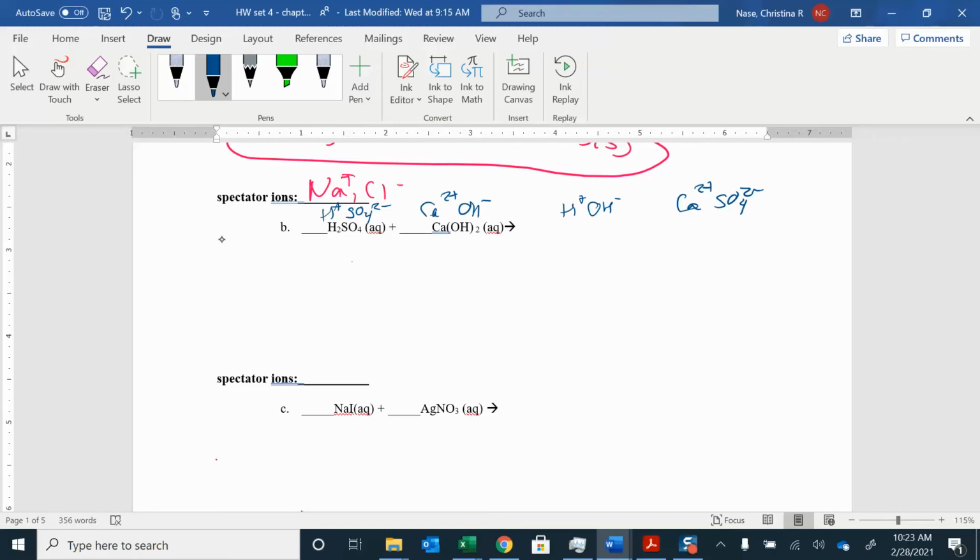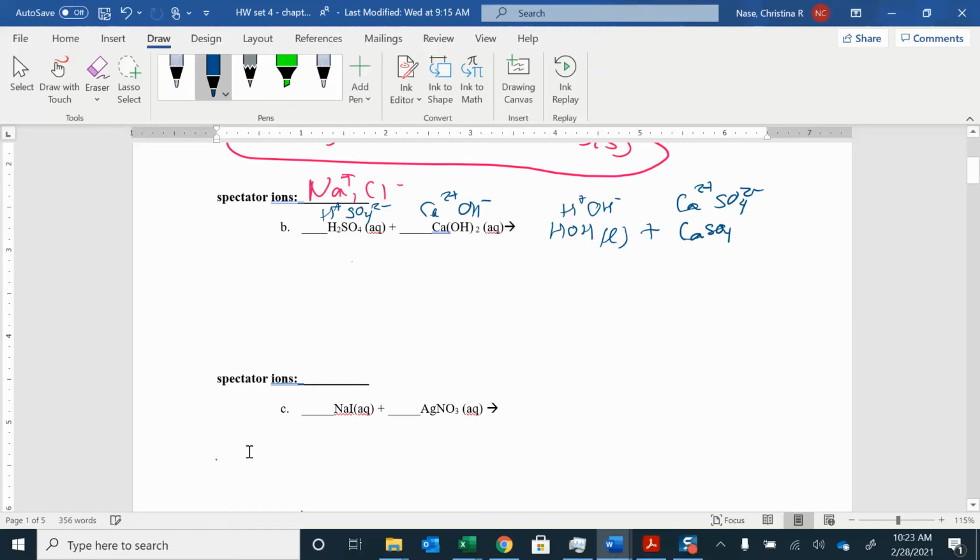So HOH, I'm just going to keep that as HOH for when I try to balance. HOH is just water, and water is a liquid. So this is not going to dissociate into ions when I go to the complete ionic equation because it's a liquid, it's going to stay together. Calcium sulfate just becomes calcium sulfate.